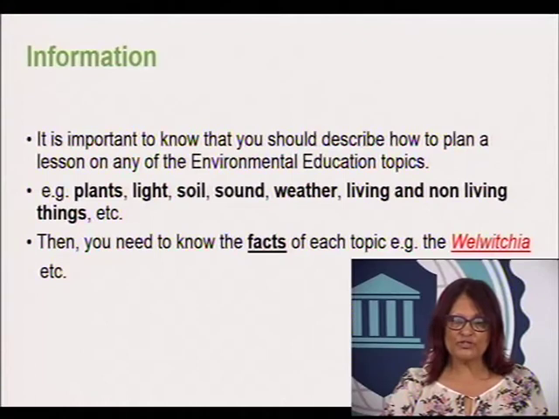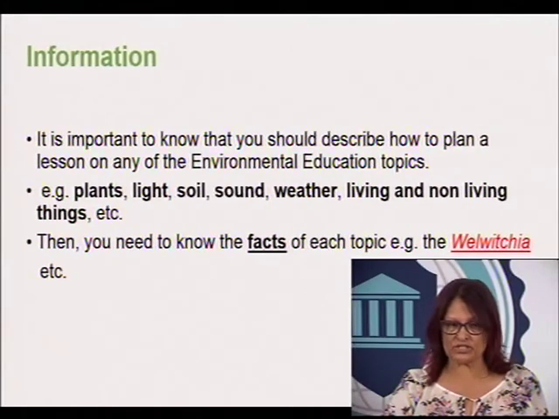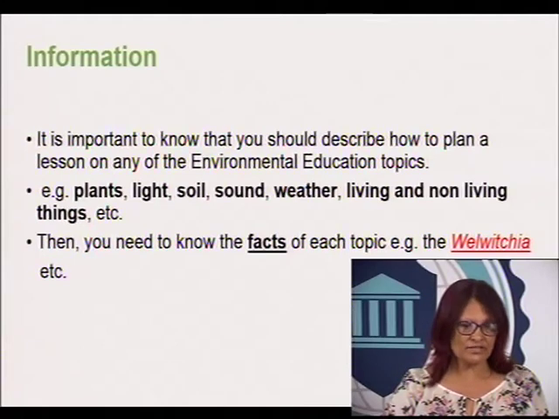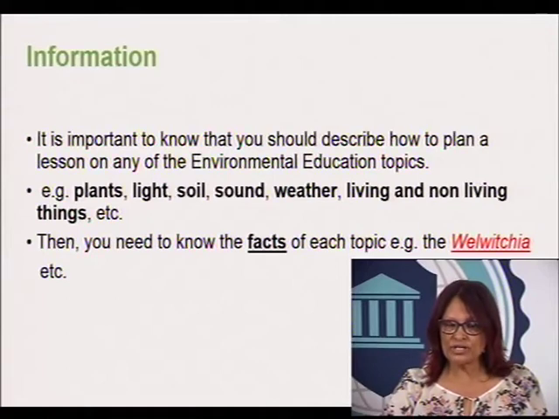It is important to know that you should describe how to plan a lesson on any of the environmental education topics. For example, plants, light, soil, sound, weather, living and non-living things, etc. Then you need to know the facts of each topic, for example, the Welwitschia plant.